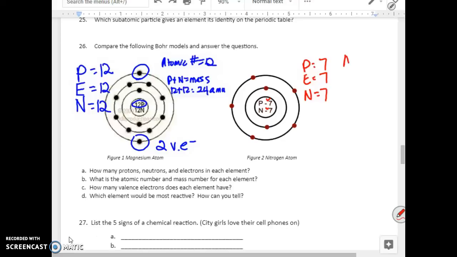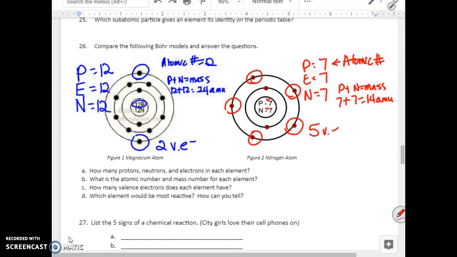Atomic number is also 7 because that tells us the identity of the atom. That's the proton. It's also 7. And the mass number, so protons plus neutrons equals mass. So 7 plus 7, my mass number is 14 AMU. How many valence electrons does this one have? So I've got 1, 2, 3, 4, 5. 5 valence electrons. So from here, my valence electrons tell me how reactive they are.